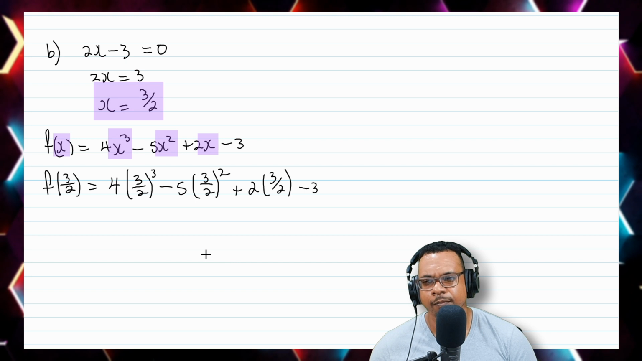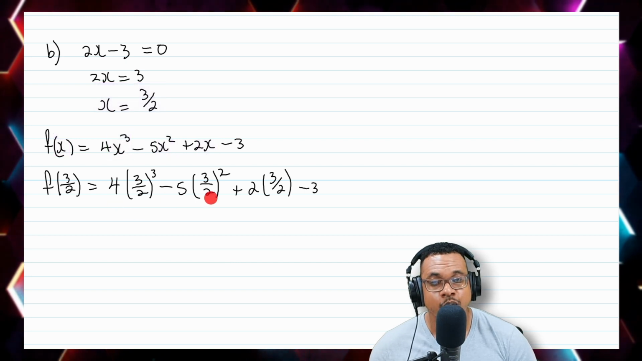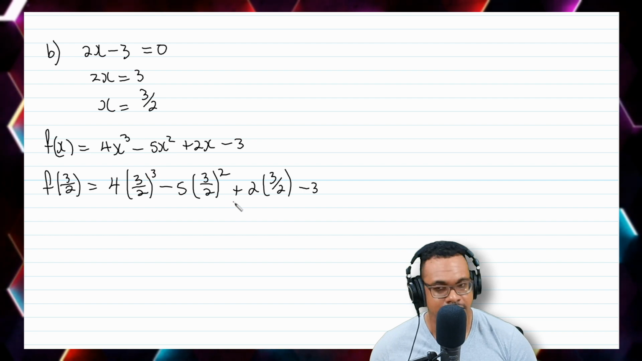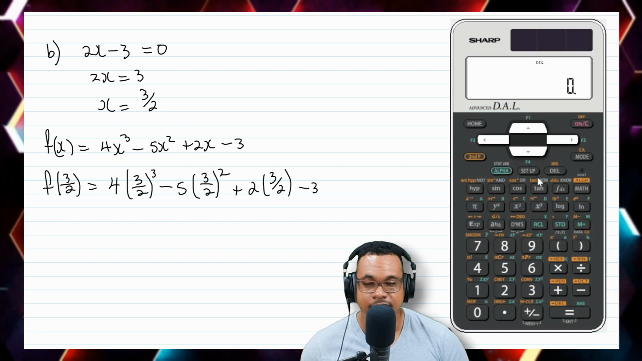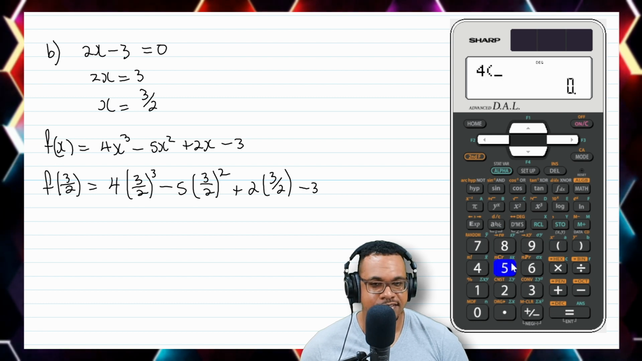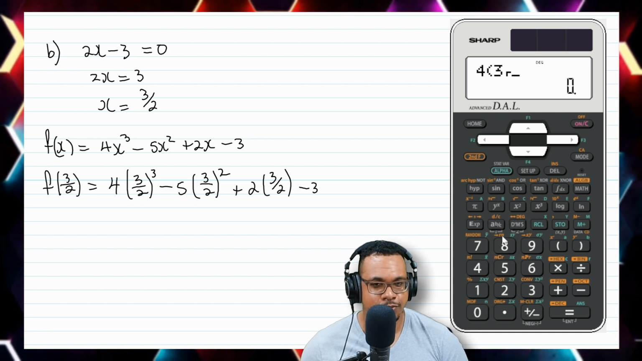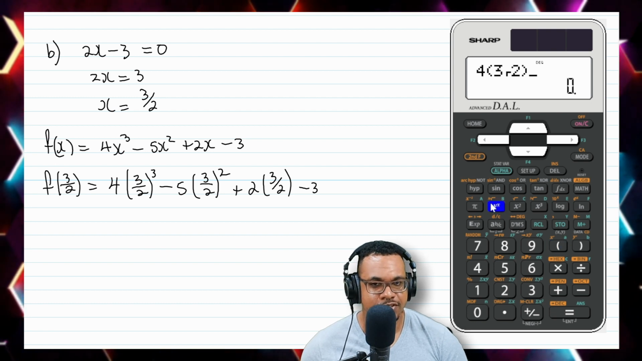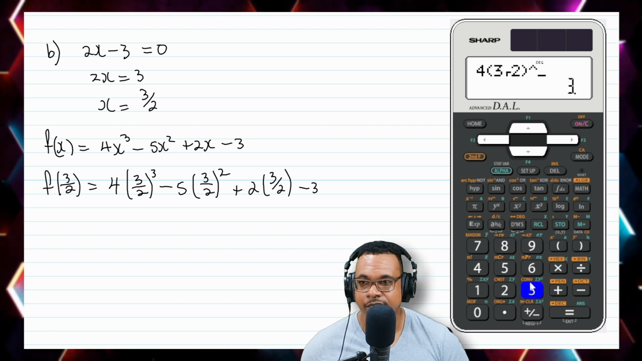Take away 3. Now, a calculator can work all this out for you. Just use the brackets and the yˣ button to raise to the power, and you're good to go. So let's do it on the calculator first. We have 4, open brackets, use the fraction button, 3 over 2, close the brackets, and then we want to raise it to the power 3, so you can use the yˣ button and then press 3.